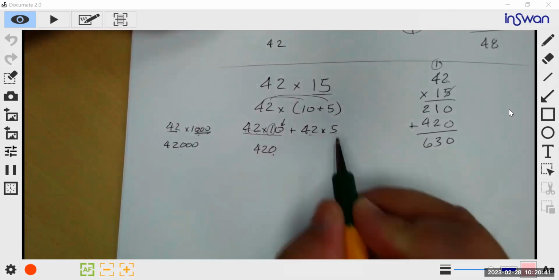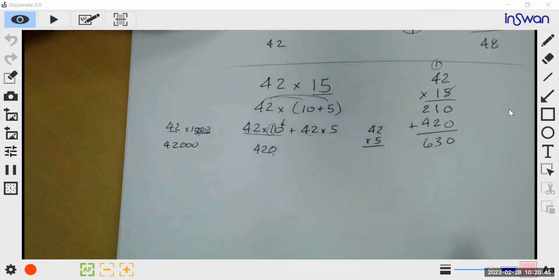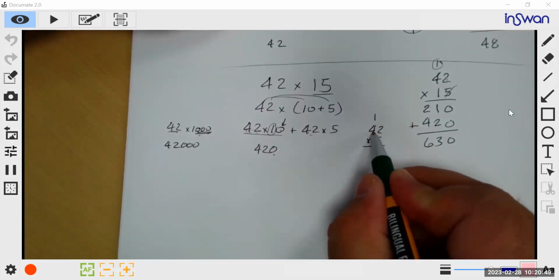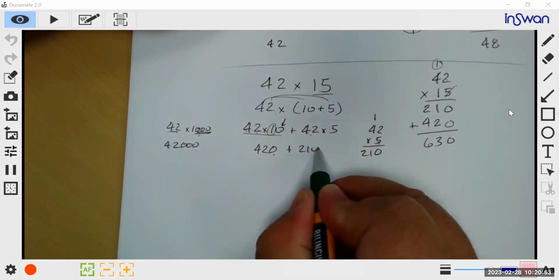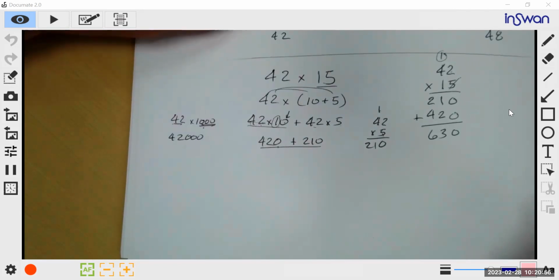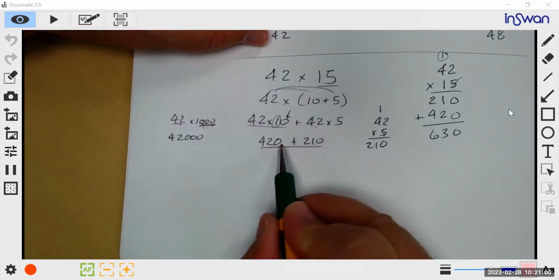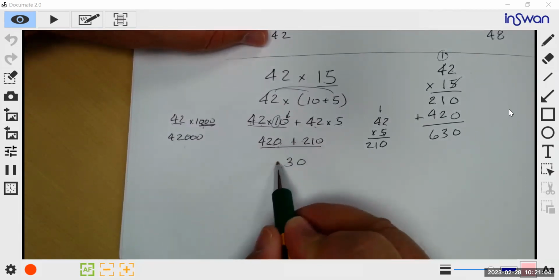How about 42 times 5? 5 times 4 is 20 plus 1, 21. So now it's much easier, and add these two. 0 plus 0 is 0. 2 plus 1 is 3. 4 plus 2 is 6.